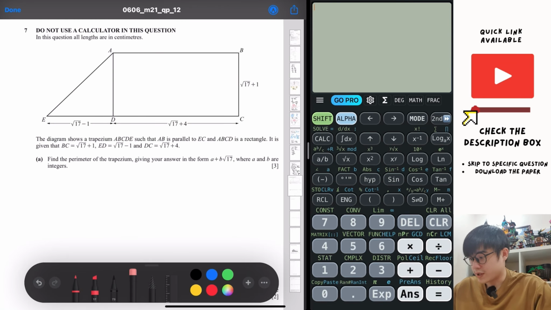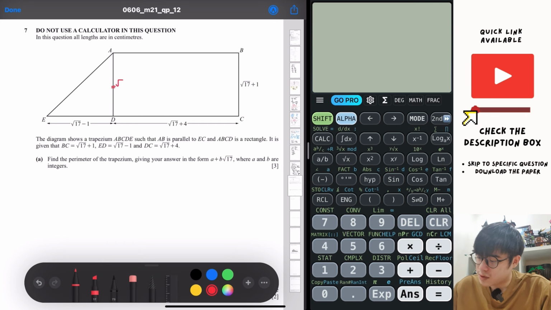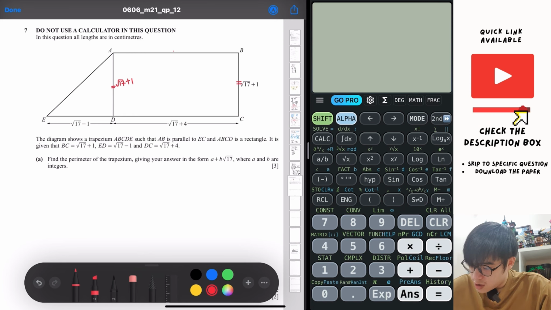So we are now doing question 7. They first asked us for the perimeter of this trapezium here. Immediately, one thing you need to know is that since it's a rectangle, the square root 17 plus 1 will be shared over here. So these are the characteristics.